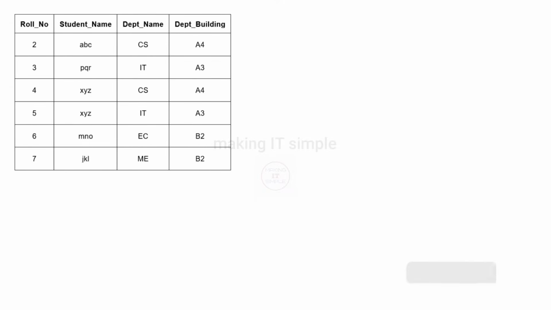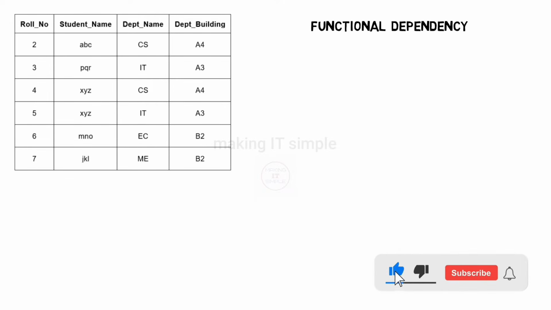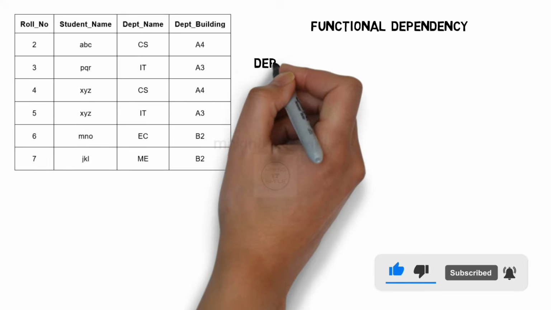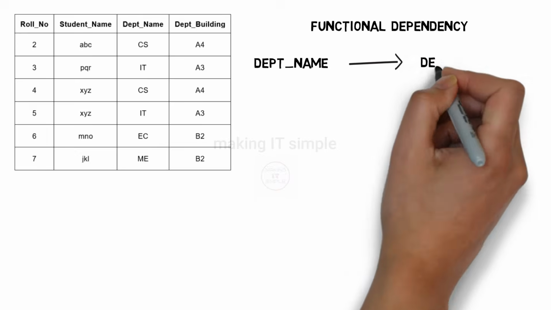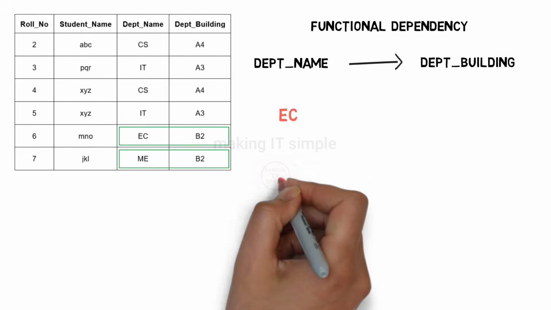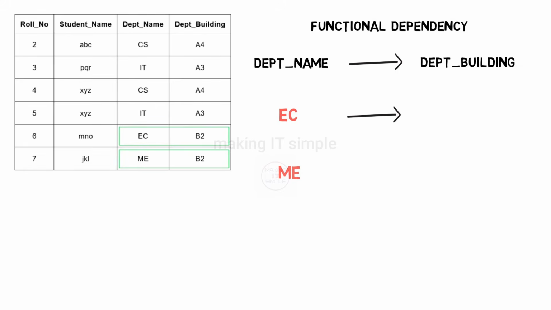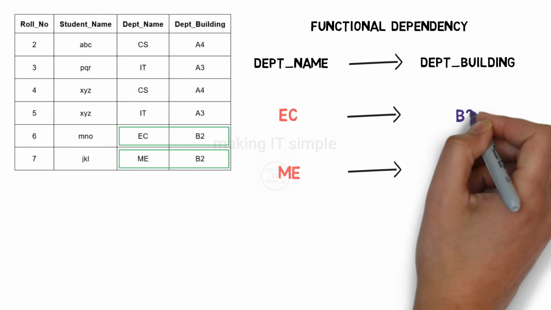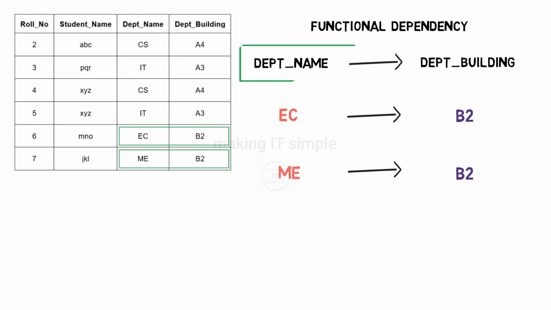Let us consider another case using a similar functional dependency as used previously. Department name determines department building. So, department name EC determines department building B2 and department name ME also determines department building B2. Here, in this case, we have two different determinants, but the corresponding dependent values are the same. Is this a valid functional dependency? Yes, it is a valid functional dependency. There can be two departments present in the same building.